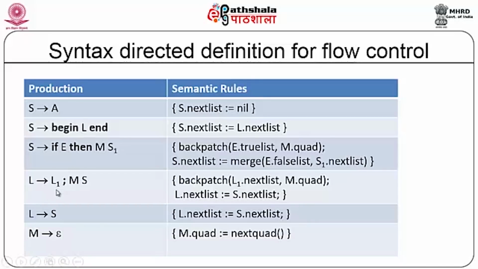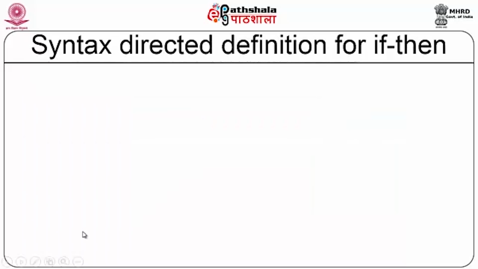And then here, L produces L1 semicolon M. Again, M is to get the next line number. So you will say L1's next list will be whatever M is pointing to, and L's next list will be S's next list. So L dot next list is equal to S dot next list. The next one is L produces S, just the reverse of this. And M is again the same as the previous one.